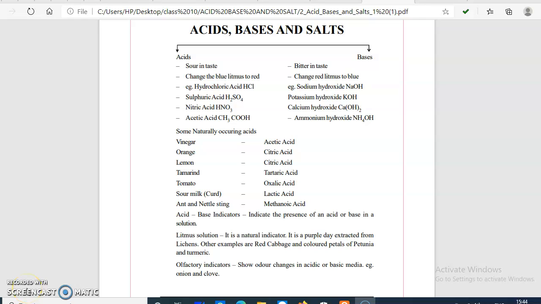Good morning, students. Today we will take up the topic acids, bases, and salts. You have been studying this topic since class 7th. What is an acid, what is a base, and what is a salt? What is new in this topic now?